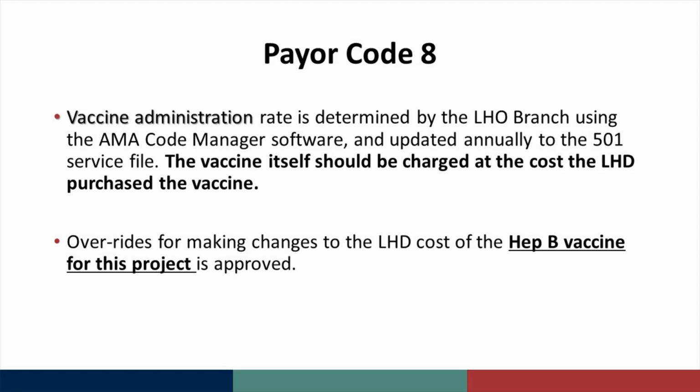Vaccine administration rate is determined by the Local Health Operations Branch using the AMA Code Manager software and updated annually to the 501 service file. The vaccine itself should be charged at the cost the local health department purchased the vaccine. Overrides for making changes to the local health department cost of the Hep B vaccine for this project is approved.